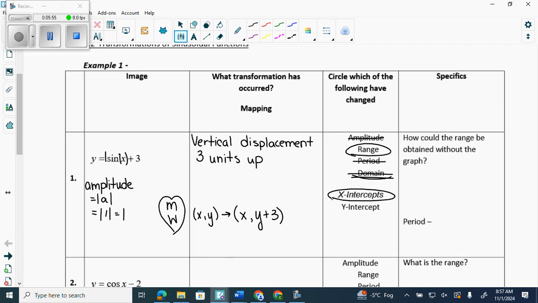What about my y-intercept? My y-intercept of this one is at 0, 0, and now I'm going to move it 3 up. So what's it going to be at? 0, 3. Yeah. So it changes as well.